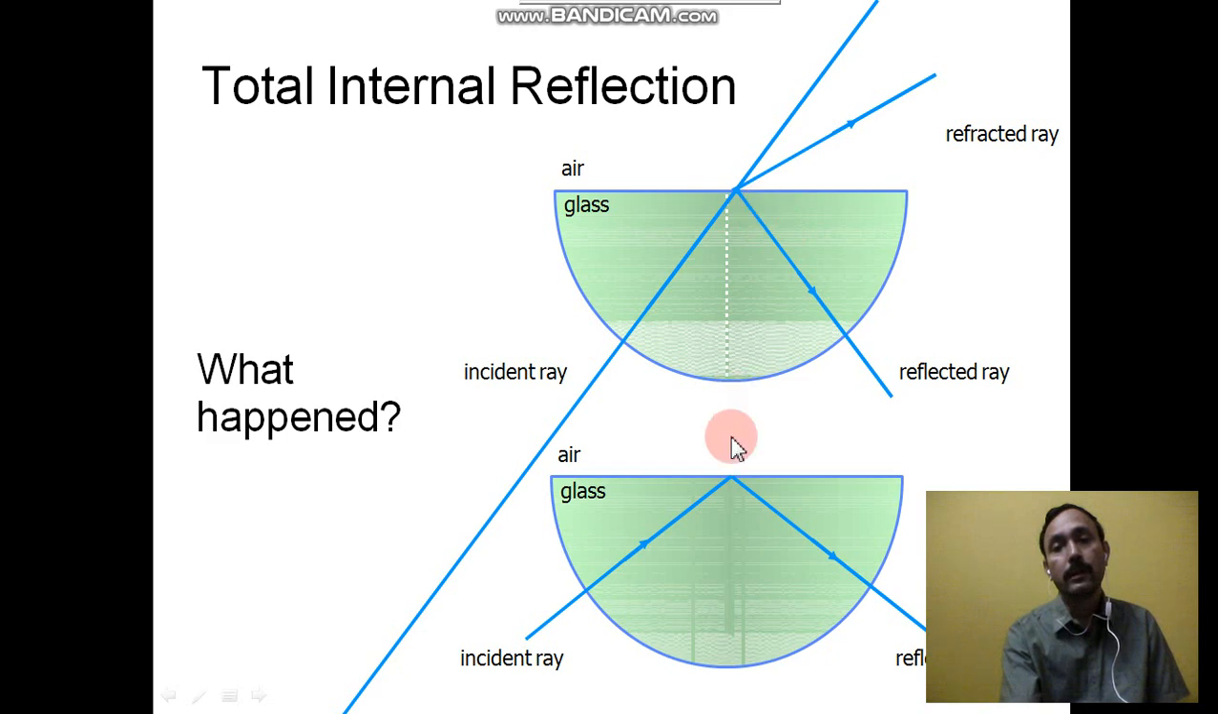Now, if light is incident at more than the critical angle, this is the normal, more than the critical angle, then we will not get any refracted ray. Instead of refraction, only a reflected ray we will get. This phenomenon is known as total internal reflection. That means the entire light is reflected here.